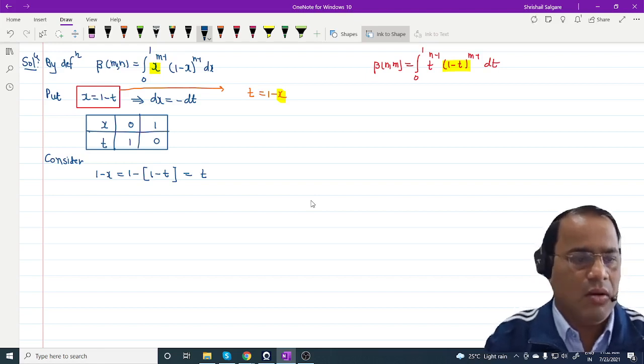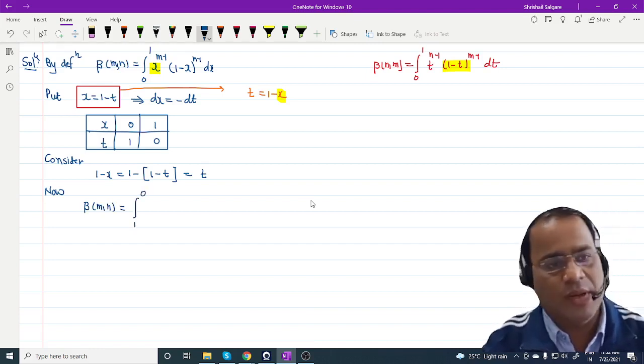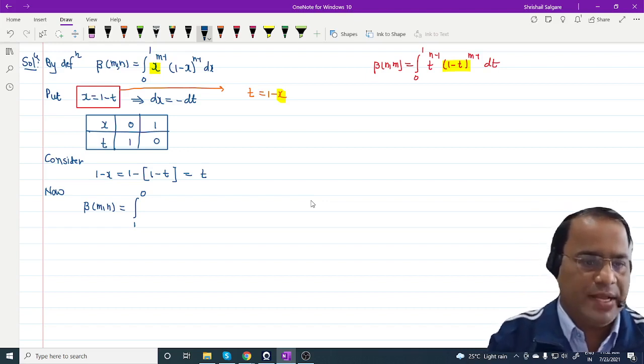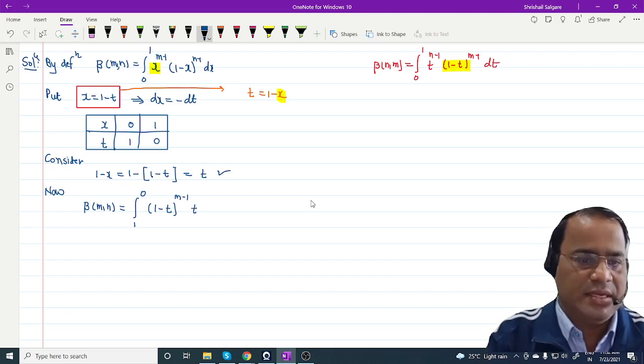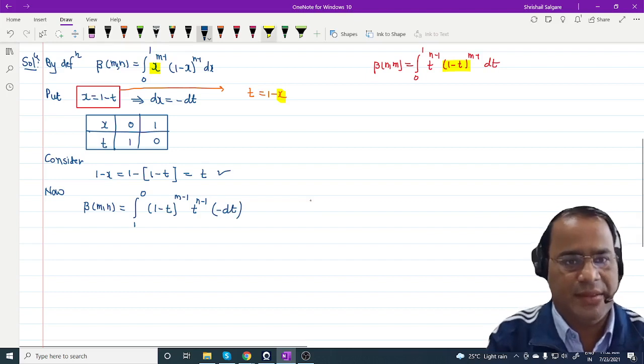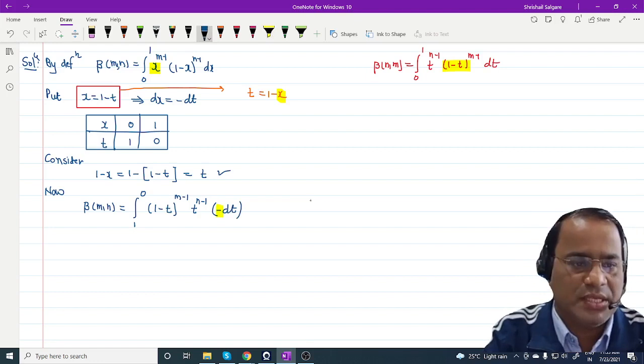Okay, now the integral beta m,n, that definition once again I will write. Beta m,n is given by the integral with limits from 1 to 0. Remember, limits from 1 to 0. The value of x I will substitute as 1 minus t, raised to the power m minus 1, and 1 minus x you obtain as t raised to n minus 1, and dx is nothing but minus dt.